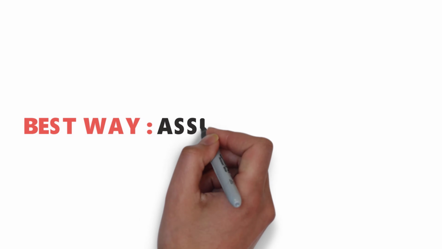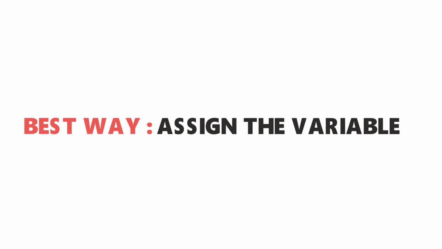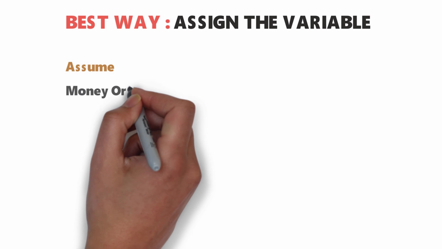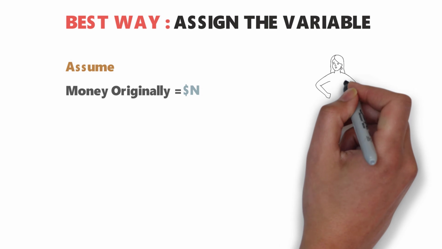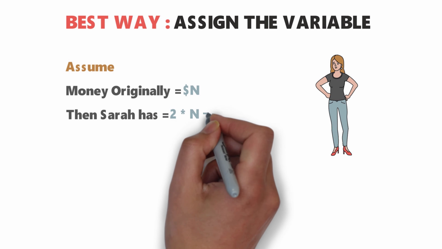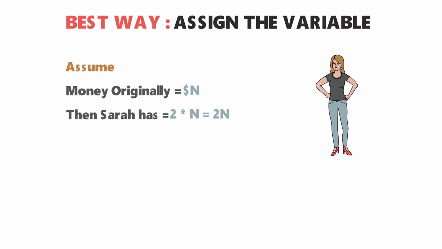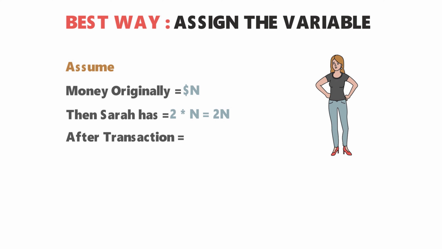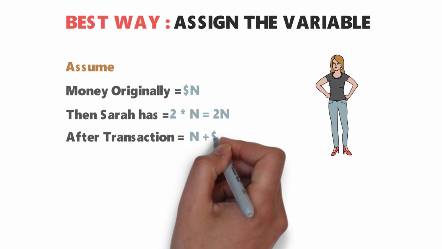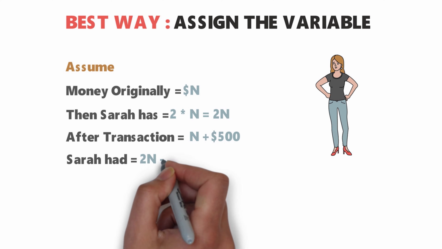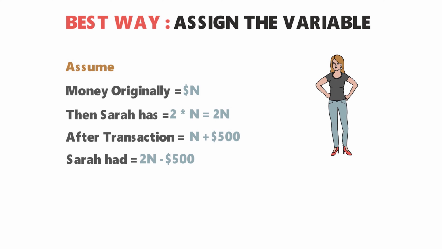The best way to solve this challenge is to assign a variable to what Nicole had originally. If we assume that Nicole had originally N dollars, then Sarah will have twice as much, meaning 2 multiplied by N, or 2N. That means that after the transaction, when Nicole received additional money from Sarah, Nicole had N plus $500 and Sarah had 2N minus $500.